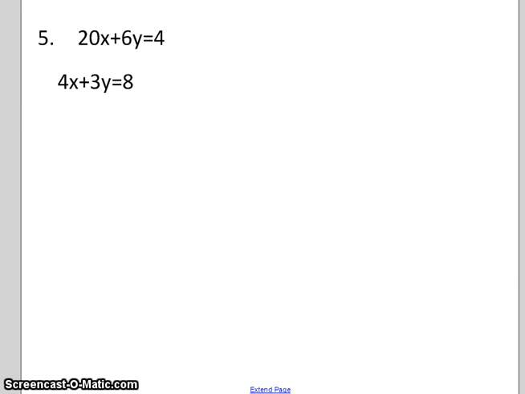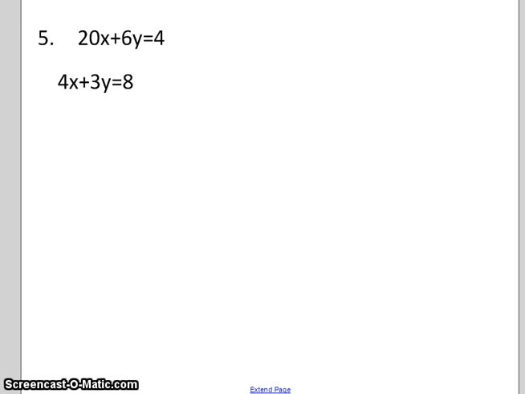Number 5. Okay, both equations are in standard form. So what can you do? You can multiply, or you can look for opposites. Do we have any opposites? 20 and 4? No. 6 and 3? No. But we can make opposites.